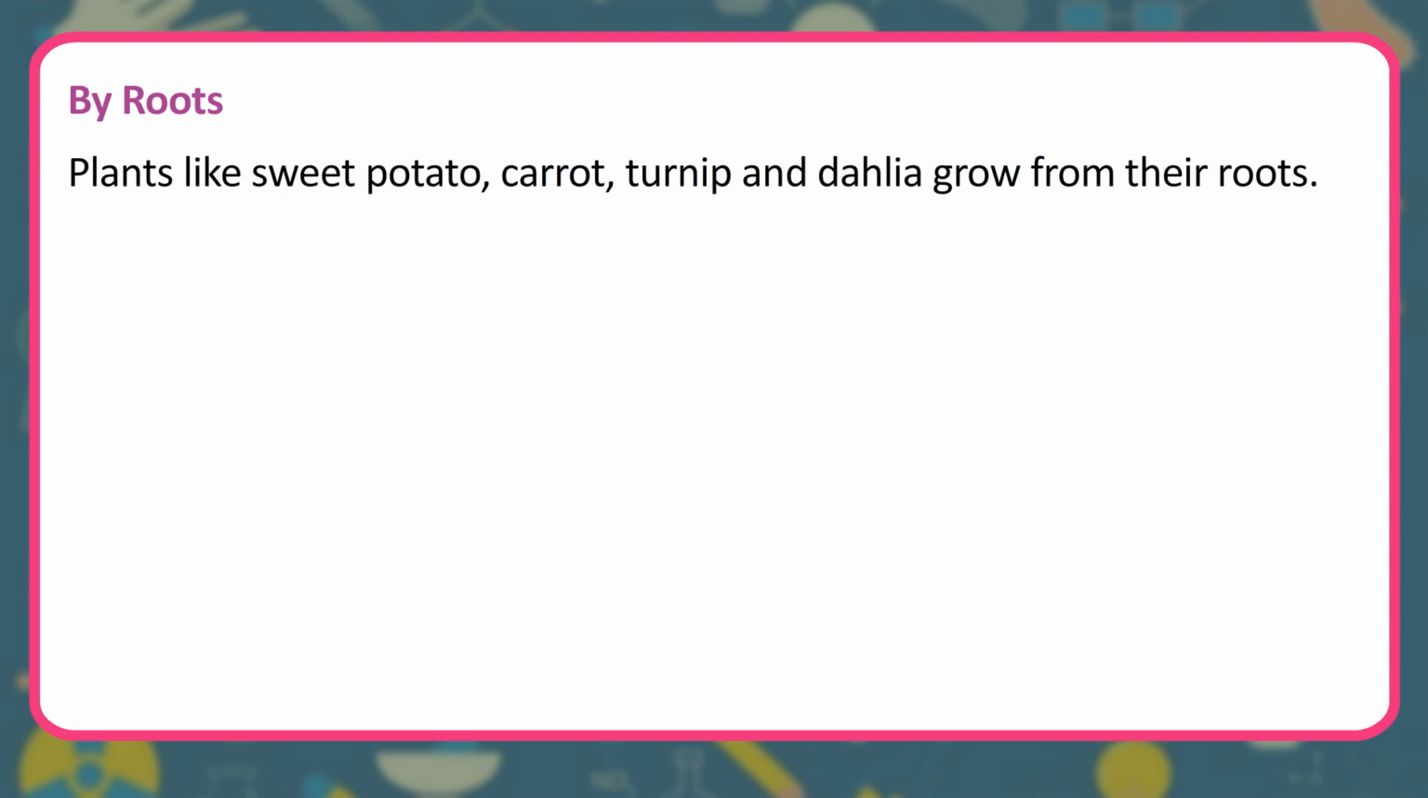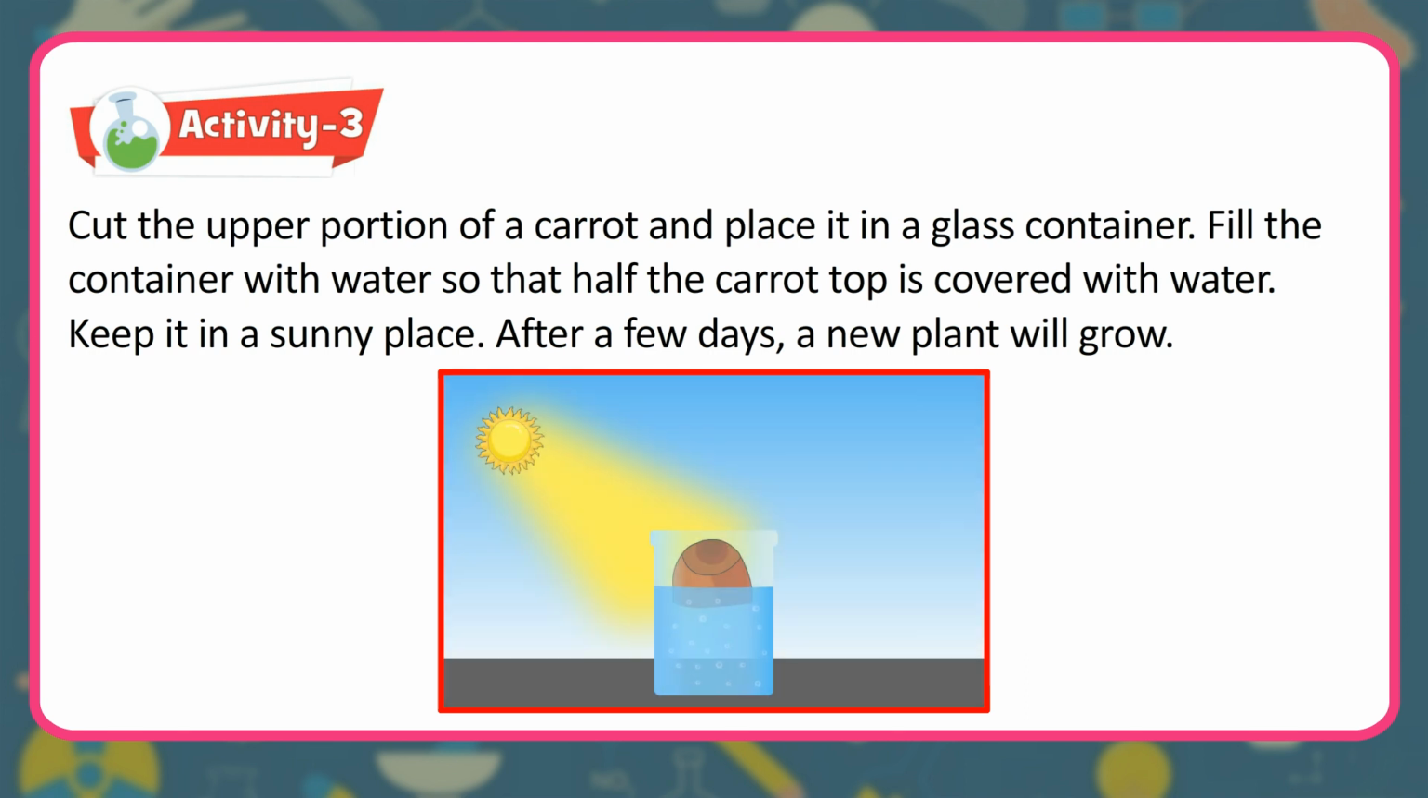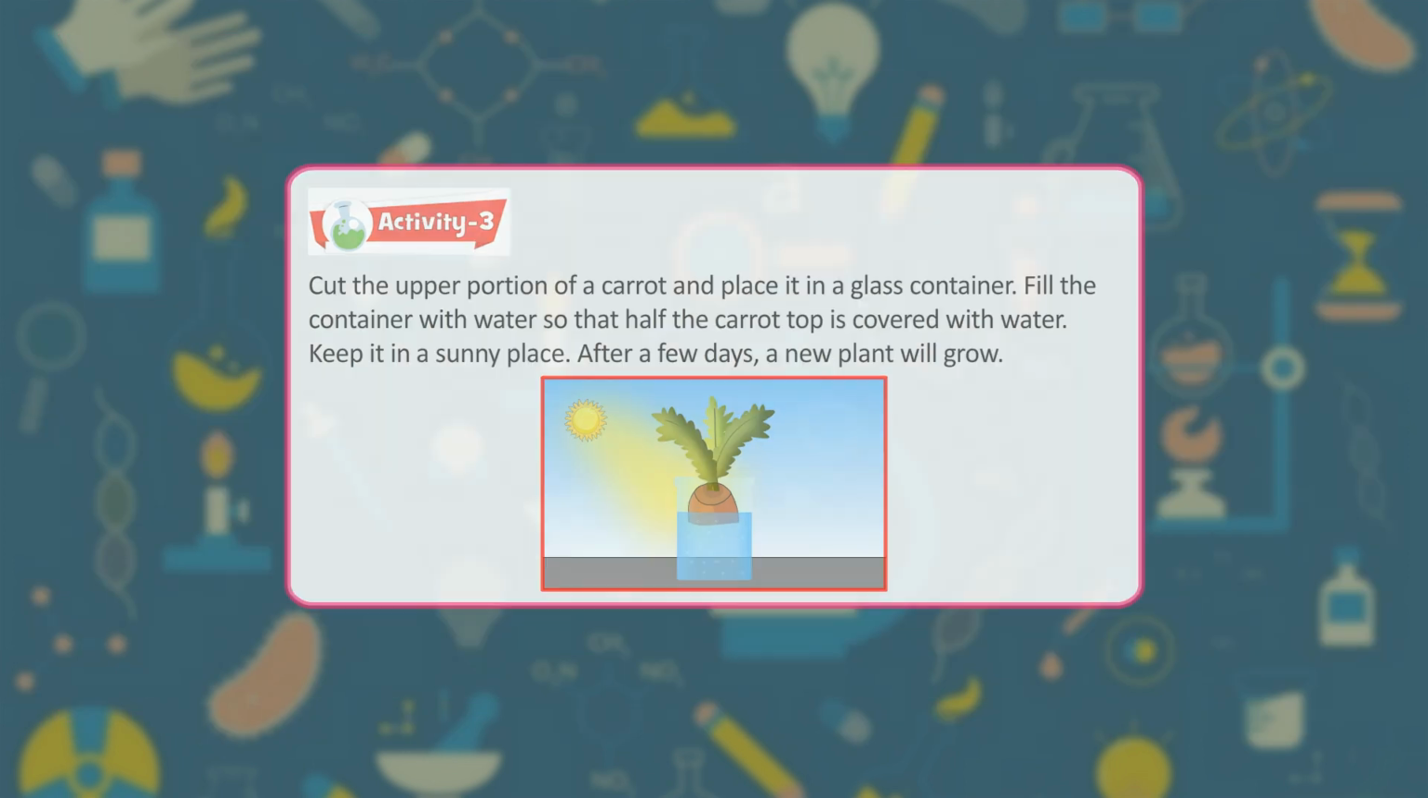By roots. Plants like sweet potato, carrot, turnip and dahlia grow from their roots. Activity 3. Cut the upper portion of a carrot and place it in a glass container. Fill the container with water so that half the carrot top is covered with water. Keep it in a sunny place. After a few days, a new plant will grow.